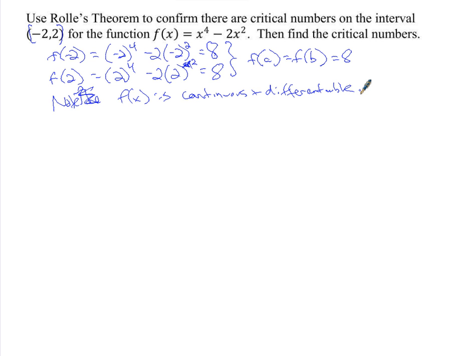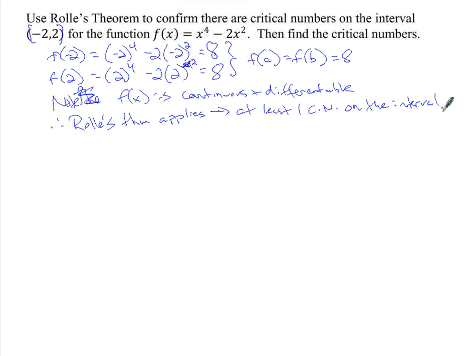So the function is continuous and differentiable, and also f at b is equal to f at a. Does that confirm Rolle's theorem applies? So therefore, Rolle's theorem applies. And there is at least one critical number on the interval. Okay? That's a mathematical way of showing that Rolle's theorem applies.